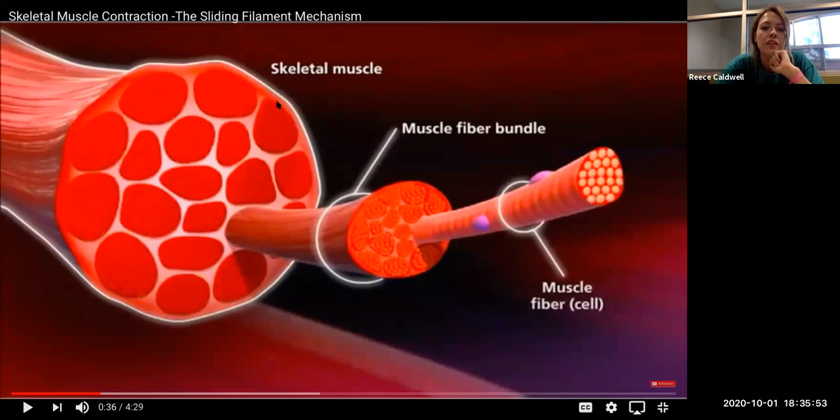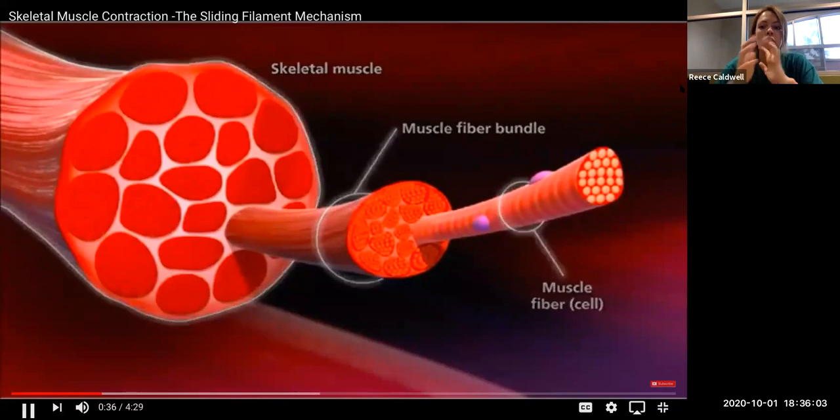So real quick, here's our muscle. This is muscle, then this is a fascicle that contains a bunch of muscle fibers.